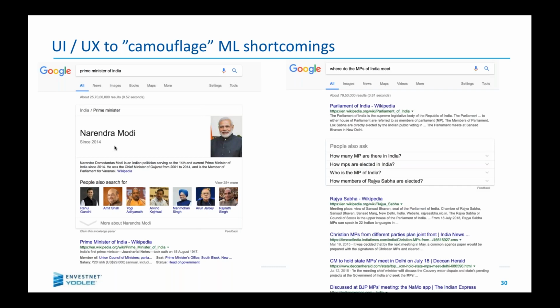On the other hand, when I asked a slightly different question, where do the MPs of India meet? Google got the answer correct, Parliament of India. Second link is also correct, Rajya Sabha, but it wasn't very confident, so it didn't give the answer as the first flash. It gave me the options, right? And that's the beauty of camouflaging where you may have ML shortcomings.